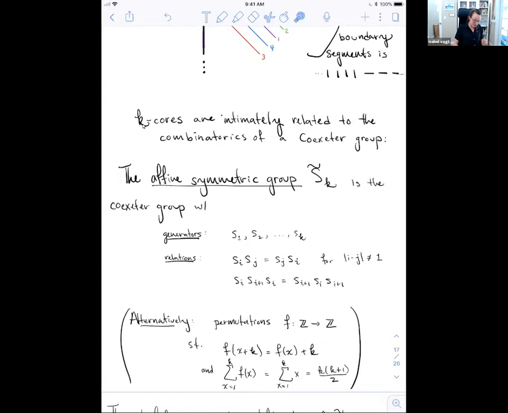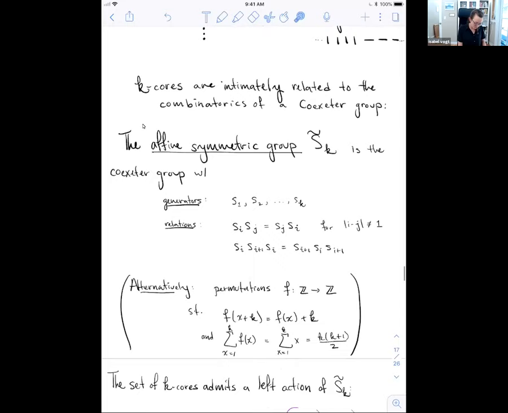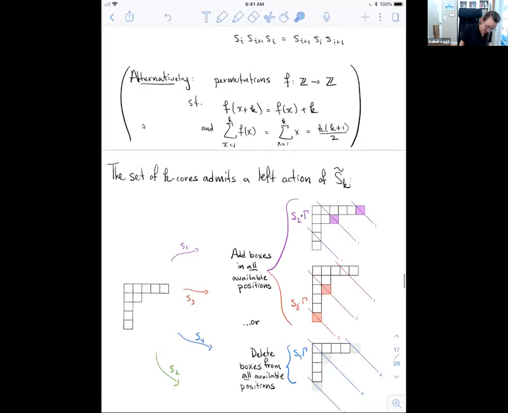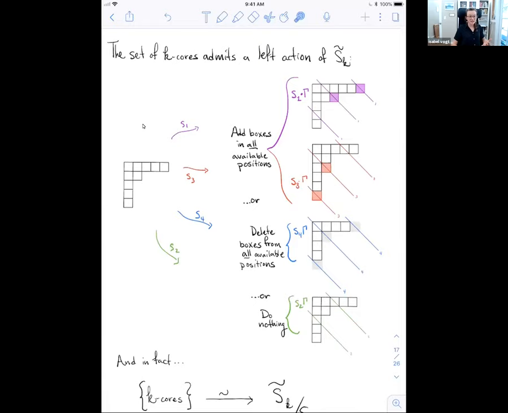Alternatively, you can view it as the group of permutations from Z to Z that are K periodic, so f of x plus K is f of x plus K, and appropriately normalized. So the sum of the first K values, which of course determines f by the periodicity, is the same as just the sum of the first K numbers. Okay, so the set of K-cores admits a left action of the affine symmetric group, which I'll show you in this example in a way that you should be able to fill in what the action is in general.